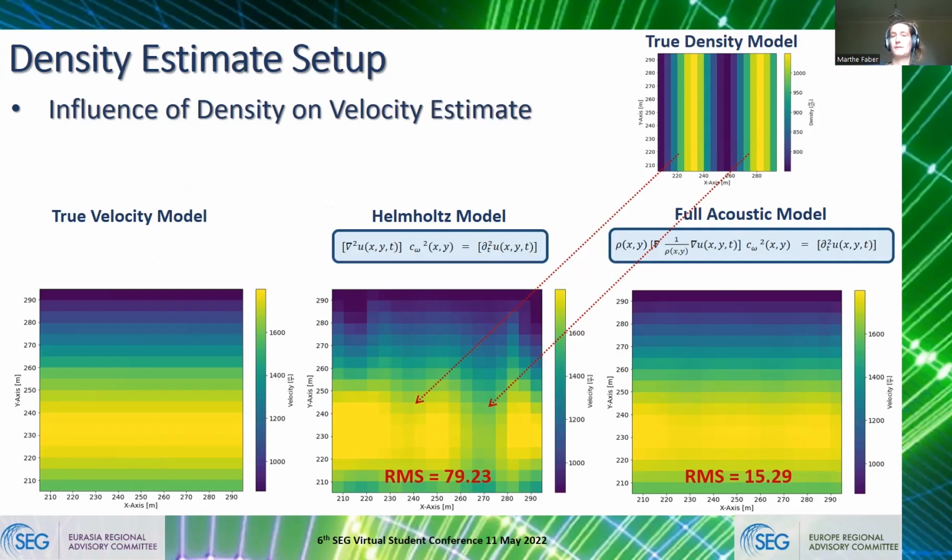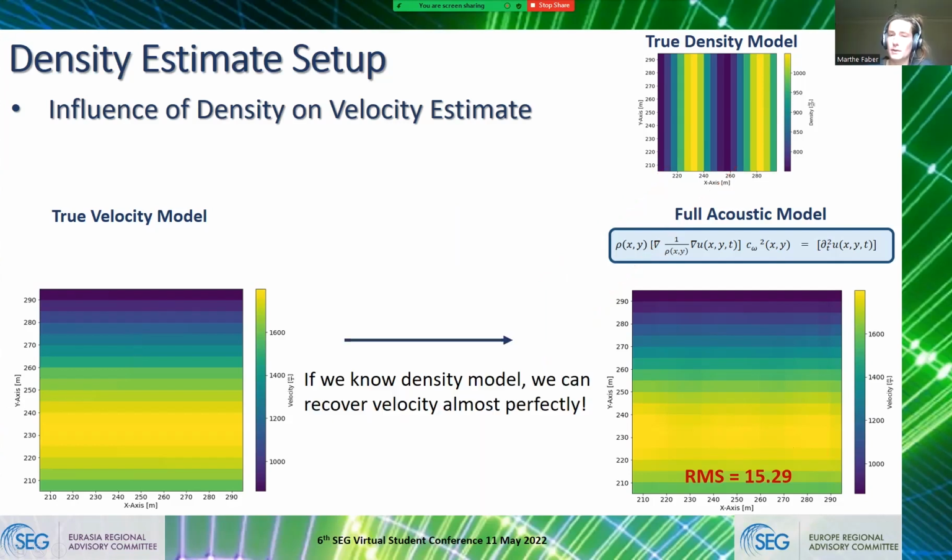And if we now analyze the effect of this density signal onto our velocity estimates, we can clearly see effects if the density model is neglected, as in the Helmholtz model. And if we compare it to the velocity that we recover with the full acoustic model, we can observe that it performs quite a bit better and that it looks very similar to the true inputted velocity model. So this improved accuracy of the velocity estimate through giving it density information motivated us to set up the inverse problem with this more realistic full acoustic wave equation.